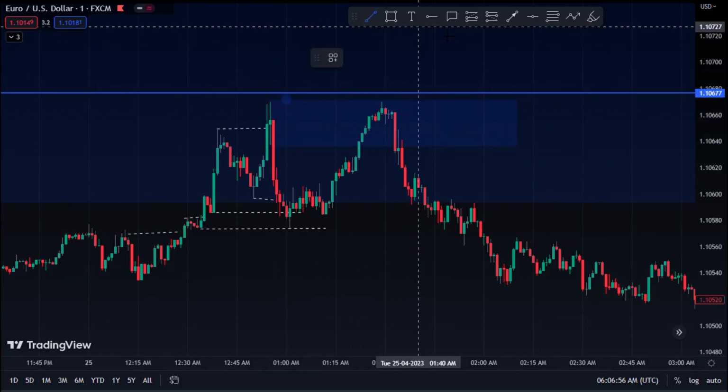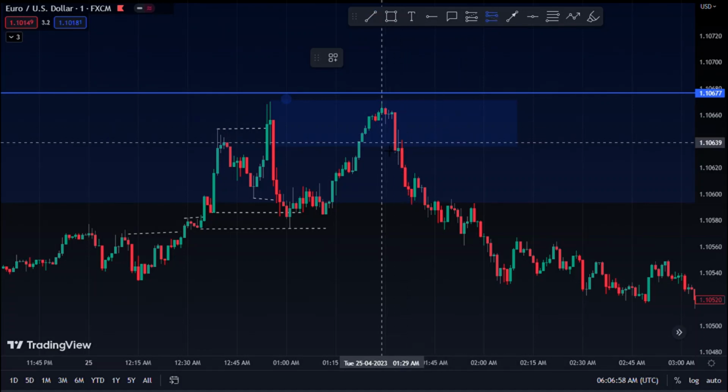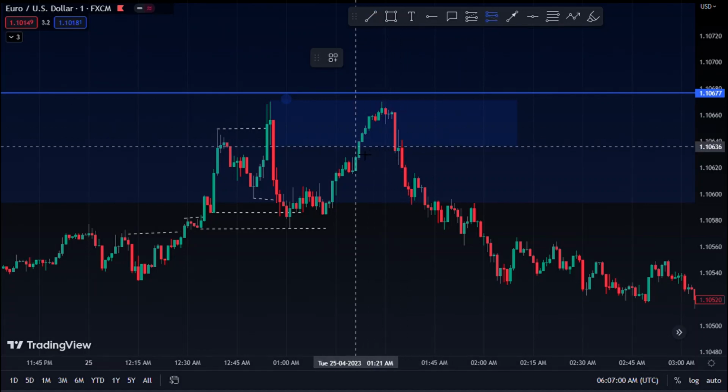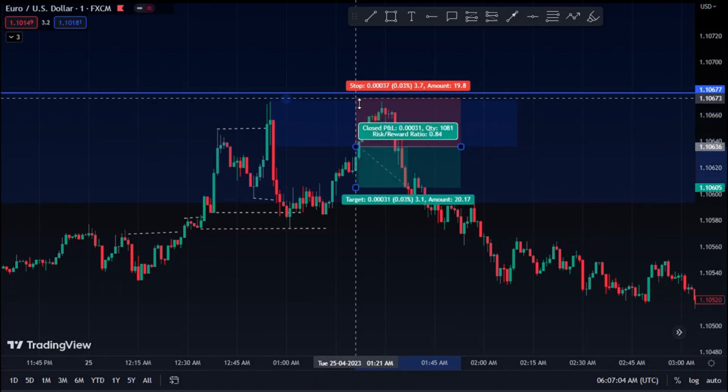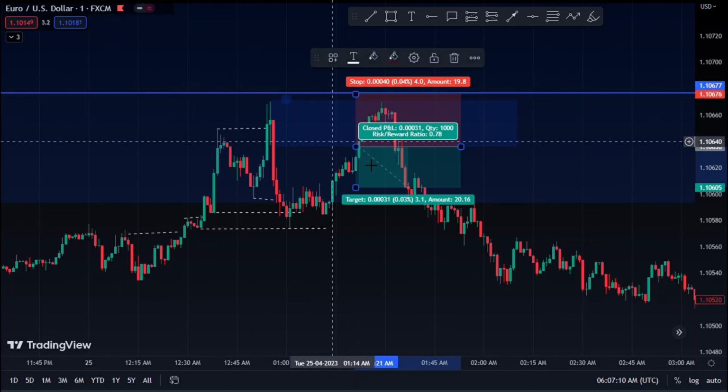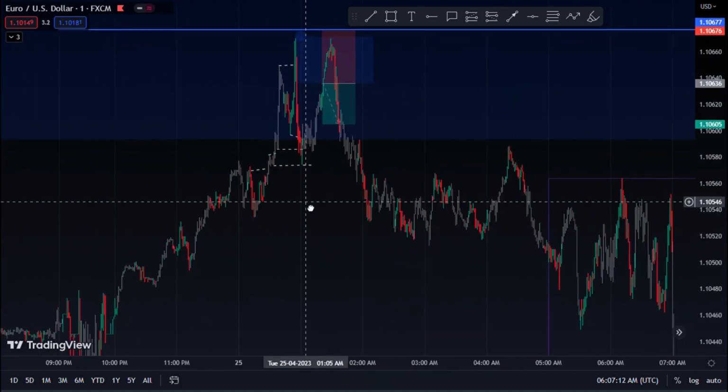Then I thought I should take an entry, a short position from this area. So I immediately entered, setting the stop loss right above this. I don't like more than 4 pips. That is the actual entry.